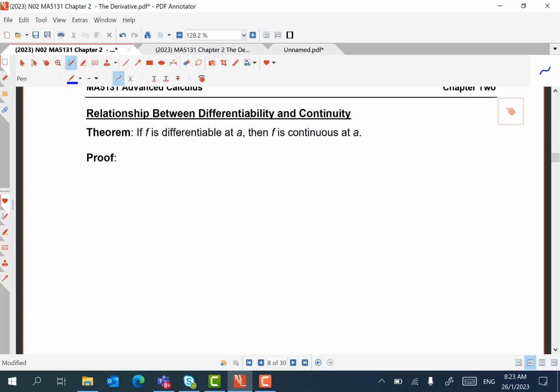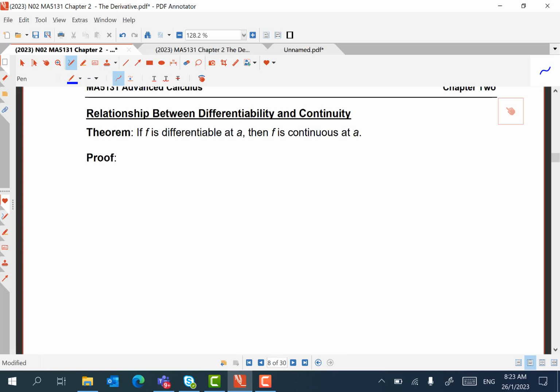Now we come to a very important aspect of differentiability and continuity. Continuity is a necessary condition, which means without continuity, you cannot talk about differentiability. Which also means, if I say to you that something is differentiable at a point a, it will definitely be continuous at a. So now we are going to start proving this.